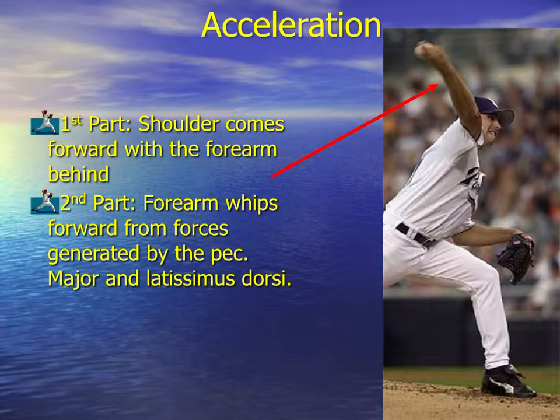When we begin to accelerate, there's actually two phases. The first part is where the shoulder comes forward with the forearm behind the shoulder, and that's illustrated here. The second part is where the forearm begins to whip forward, and the pectoralis, or the chest muscles, and the latissimus dorsi, sometimes called the wing muscle, begin to pull that arm forward.